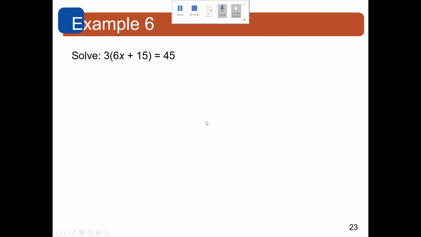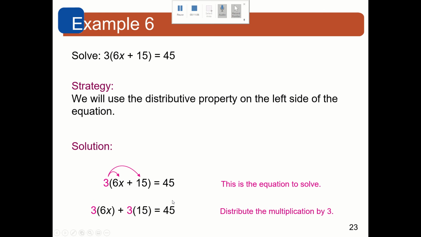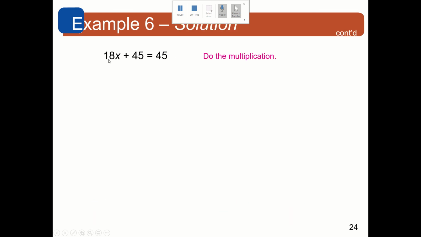everything by 3. Now, the PowerPoint wants us to go with the distributive property, and I don't have a board to write on, so we're just going to go with what the PowerPoint wants us to do. So the first step in this problem is distributing this 3 in. We'll do 3 times 6x plus 3 times 15. 3 times 6 is going to be 18, and 3 times 15 is going to be 45. After we've done that, the problem becomes a lot easier.